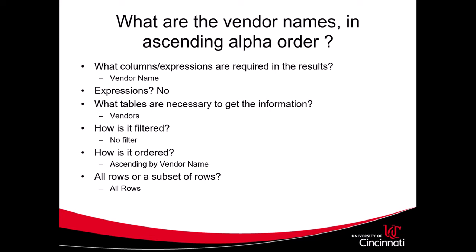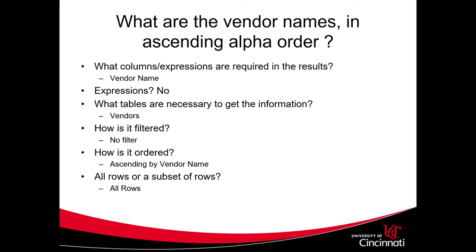If we break this down the way we did on the previous slide, what columns or expressions are required for the results to be useful to our customer? Well, the customer only wants to know the vendor name. That's not complex. That's easy to do. Are there any expressions? Do they want to know how many vendors there are? Do they want to know how many start with the letter S? There are no expressions.